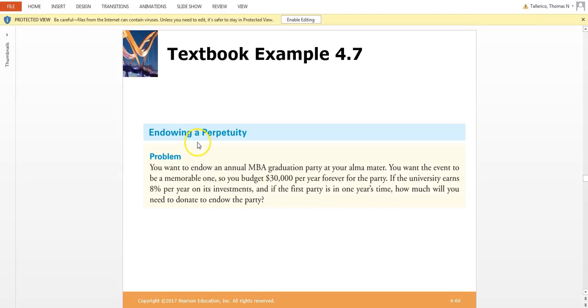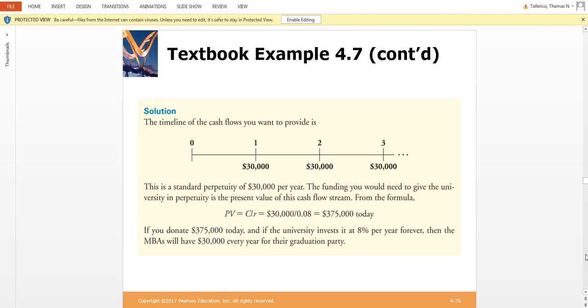We look at this simple equation, and there's an example here where we have a college endowing a perpetuity, and they want to give someone $30,000 a year forever. You notice the word forever, it's perpetual. If the university earns 8% per year, how much do you have to give the college so they get 8% and give someone $30,000 a year? The solution is quite simple, and it comes out to $375,000 that you would have to give them to endow a $30,000 a year scholarship. And that's basically it.